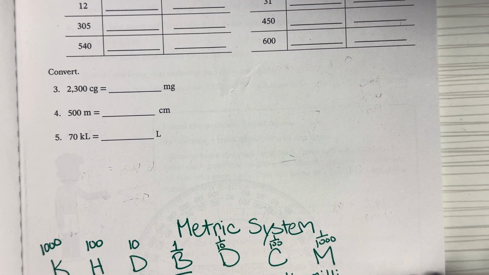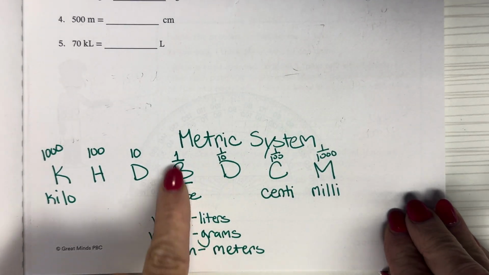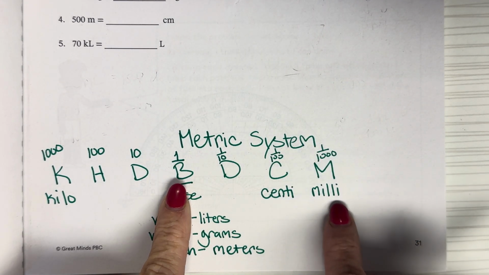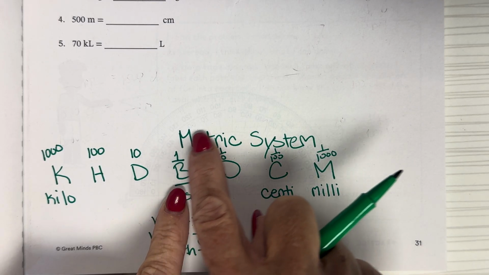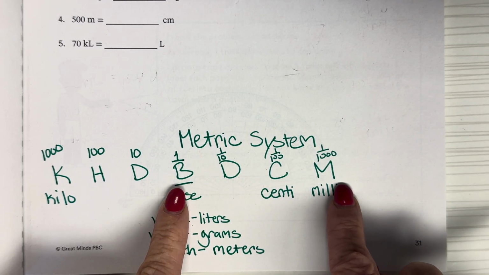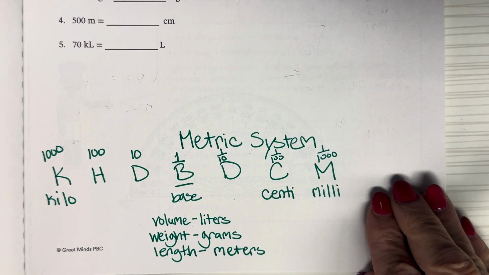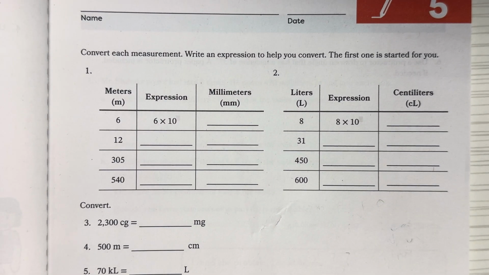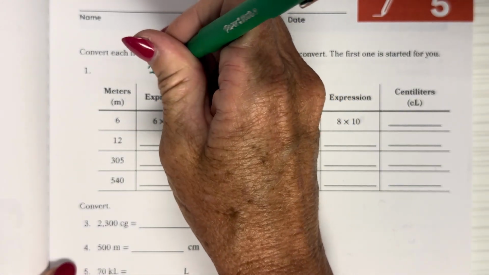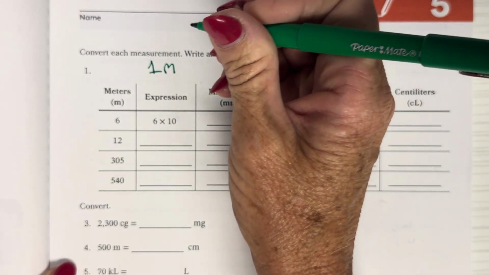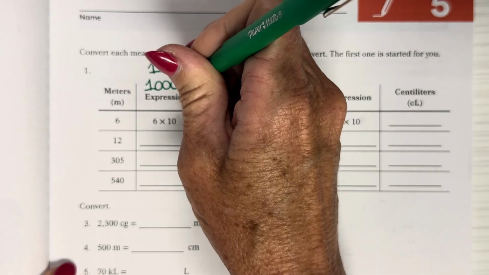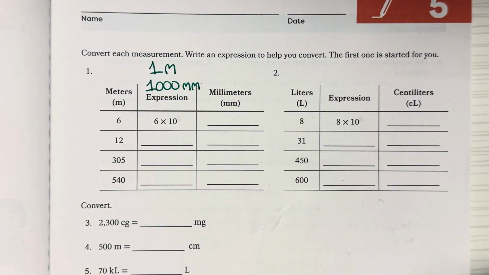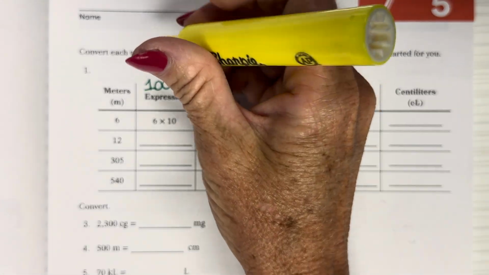Well, a meter is here. It's in my base measurement. And a millimeter is here. So one of these is worth 1,000 of these because these are smaller. So what I could say up here is, 1 meter is the same as 1,000 millimeters. They're worth the same.